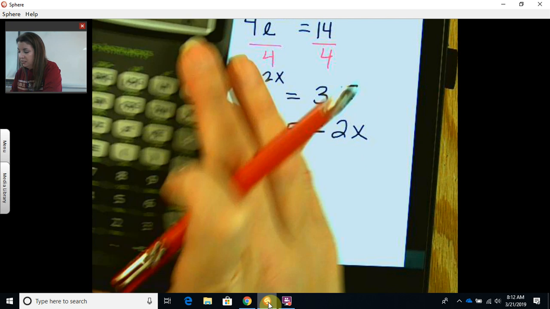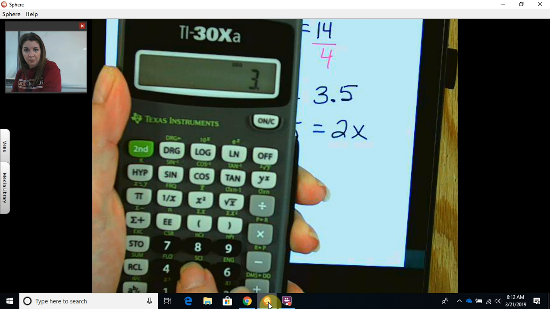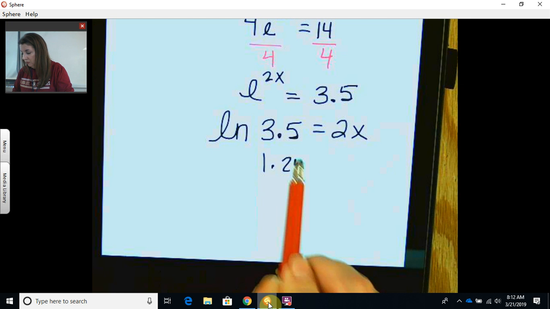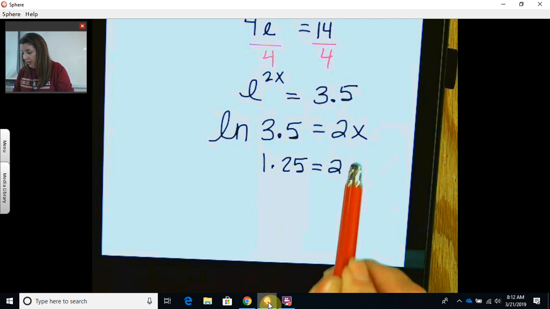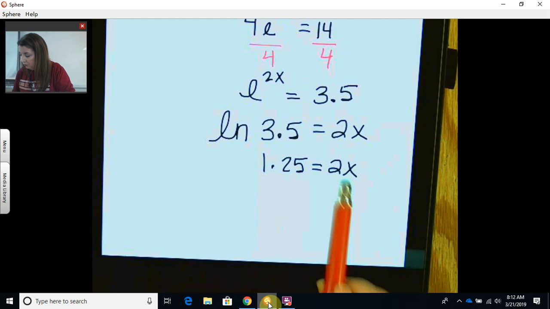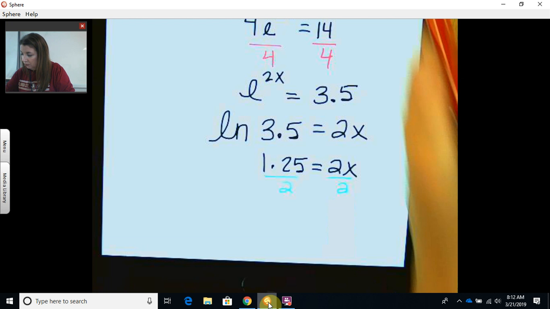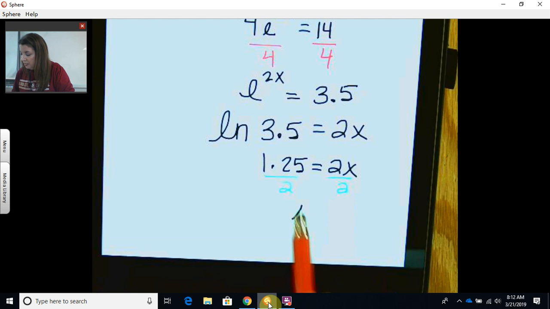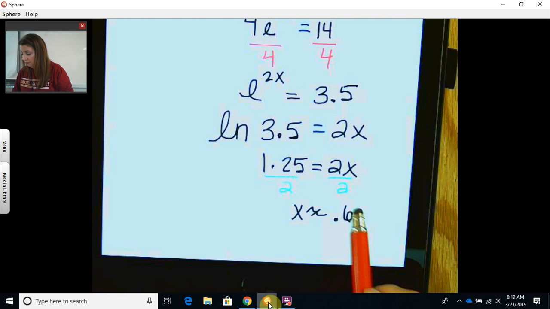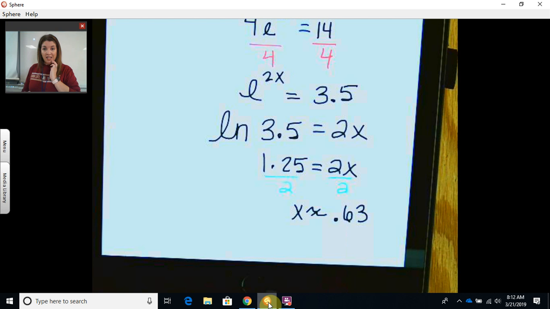So 3 5/10, take the natural log of that, and we get approximately 1.25 equals 2x. Now what? Divide by 2. And x is approximately, when I divided by 2, I got this number, which I'll round to 63/100. If you didn't get that the first time, do you see where you went wrong?